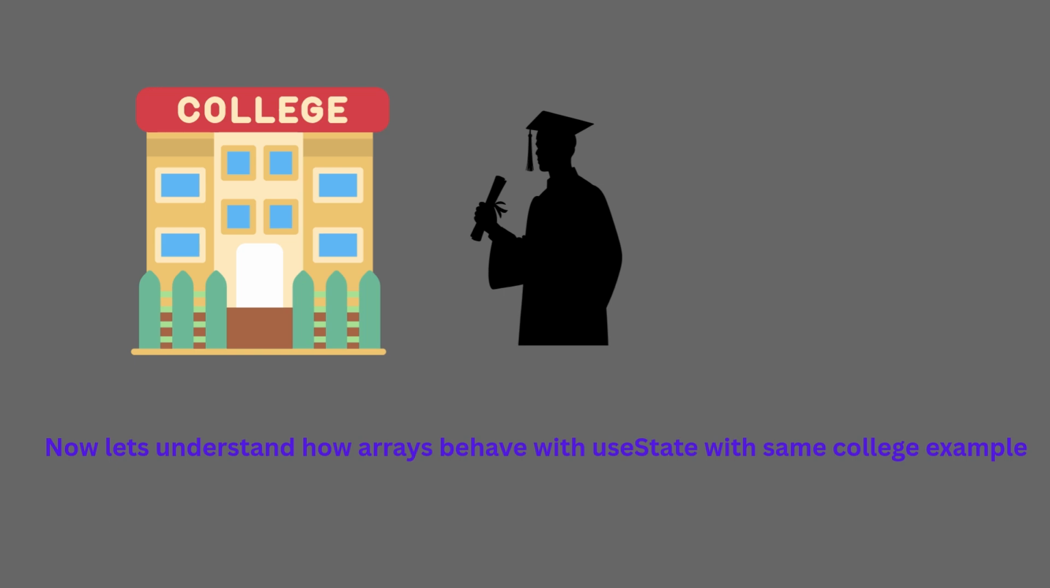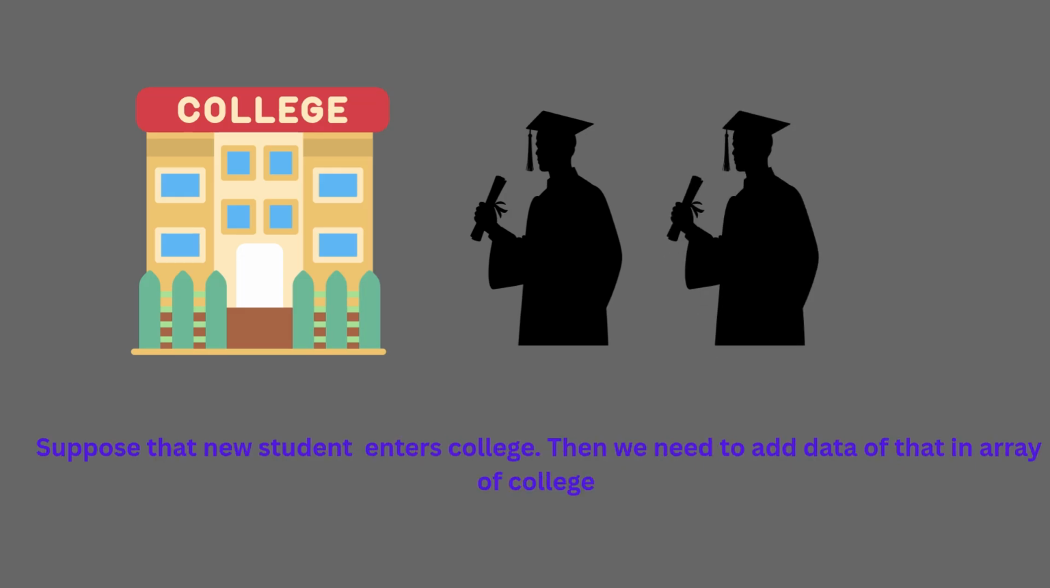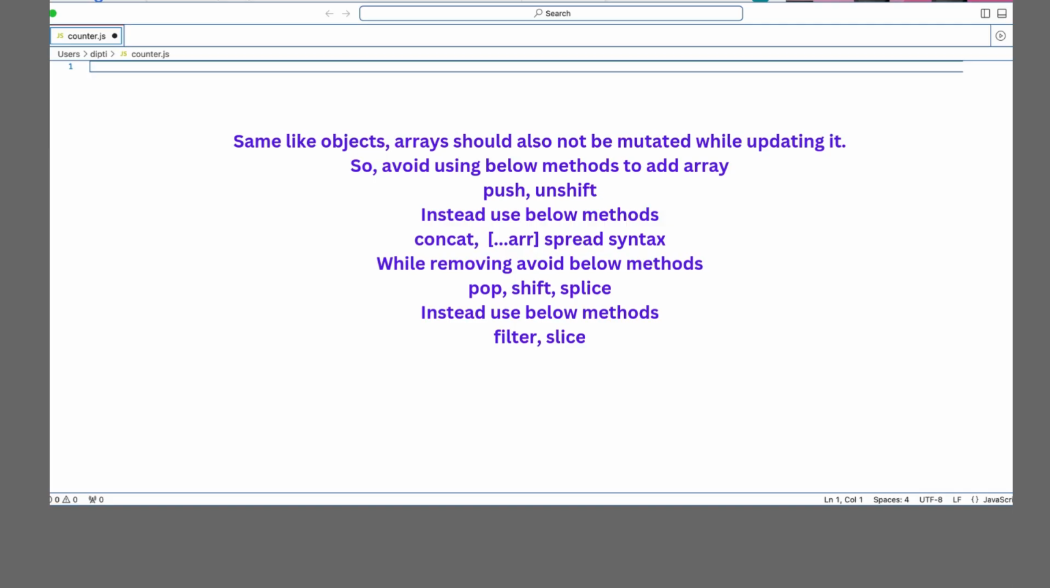Now let's understand how arrays behave with useState with the same college example. Suppose that a new student enters college. Then we need to add the data of that student in the array of college. Same as objects, arrays should also not be mutated while updating. So, avoid using the below methods to add to an array: push and unshift. Instead, use the below methods, concat or spread syntax.